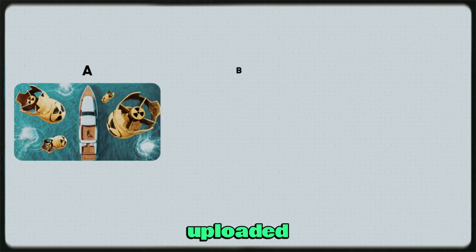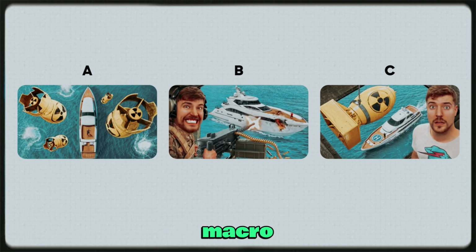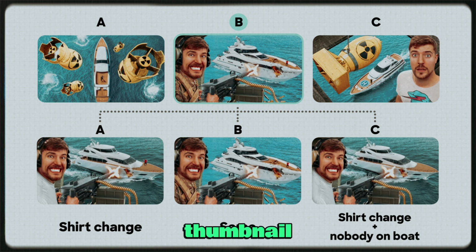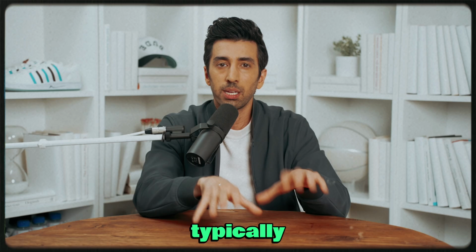Step 1 is he uploaded 3 thumbnails with macro, big changes, like the angle of the shot, his face, the different items from the gun, the clothing, the bomb. Step 2, he let YouTube select the best performing thumbnail after a few days, simple. Step 3, he then made micro changes to the winning thumbnail, like a different shirt or a person on the boat, like very small.